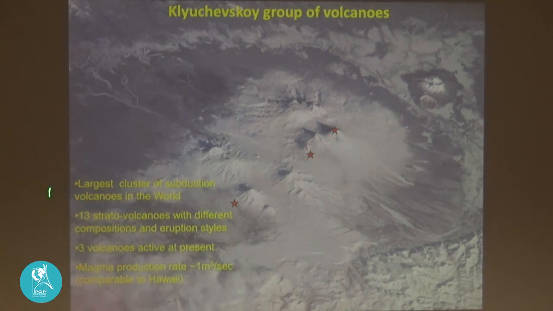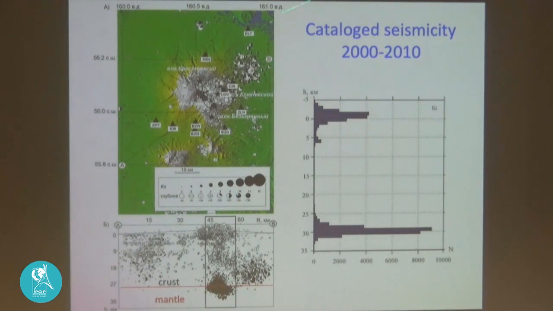This is the largest cluster of subduction volcanoes of the world. Overall, there are 13 huge volcanoes and many monovolcanoes, and 3 of these volcanoes that are shown here are very active. The magma production rate is very high, close to that of Hawaii, which is believed to be one of the most productive volcanic systems in the world. So this is what happens with seismicity on this volcanic group.